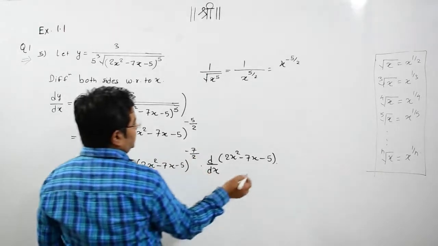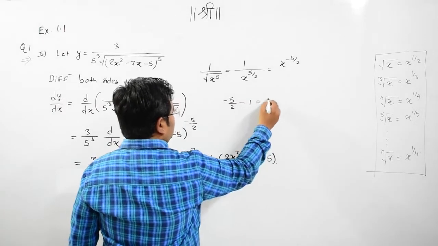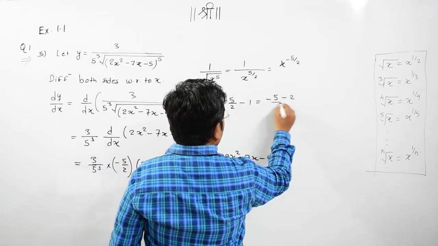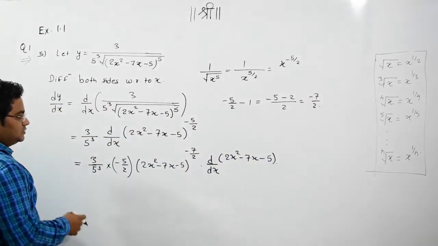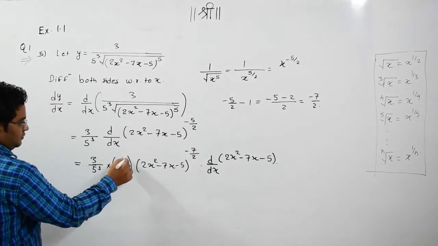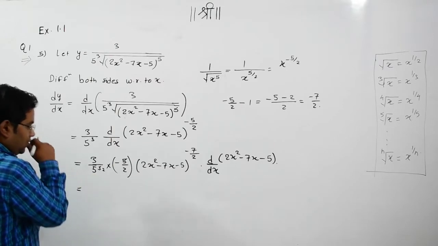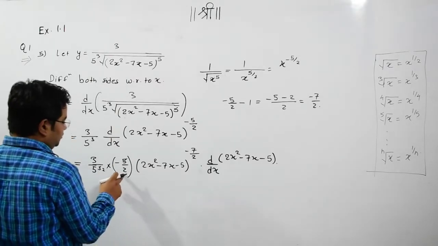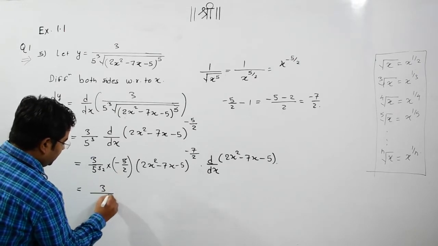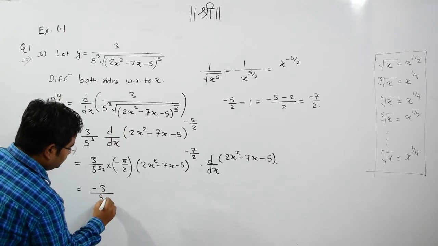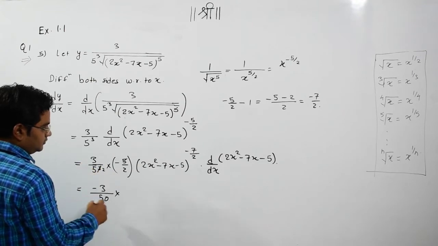Hope you understood how exactly we got that minus 7 by 2, because minus 5 by 2 minus 1 is equal to minus 5 minus 2 divided by 2, which is equal to minus 7 by 2, and that's how I came to this conclusion. Now I will solve it directly. So this 5 and this 3 means 2 remains. So 5 raised to 2 into this minus 2 will be written as minus 3 divided by 50 into, okay, solving this you will get this much.